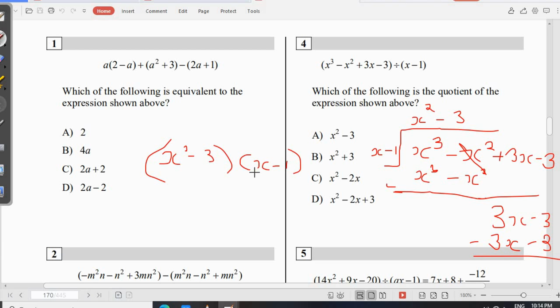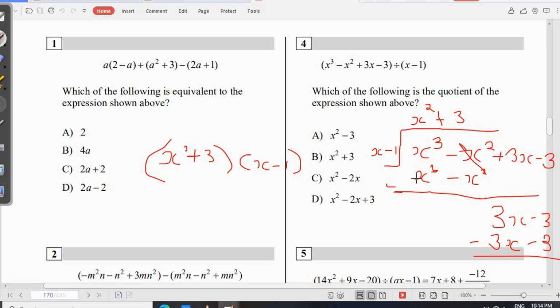So you have this x squared times this x will give you x cubed, x squared times minus 1 will give you minus x squared, minus 3 times x will give you plus 3x. So you find out that it is not actually minus, but actually it's a plus. Then plus 3 times x will give you that plus 3x, and then plus 3 times minus 1 will give you minus 3. Then now you know that it's x squared plus, it's a plus, not a minus. Here it's a plus, not a minus.